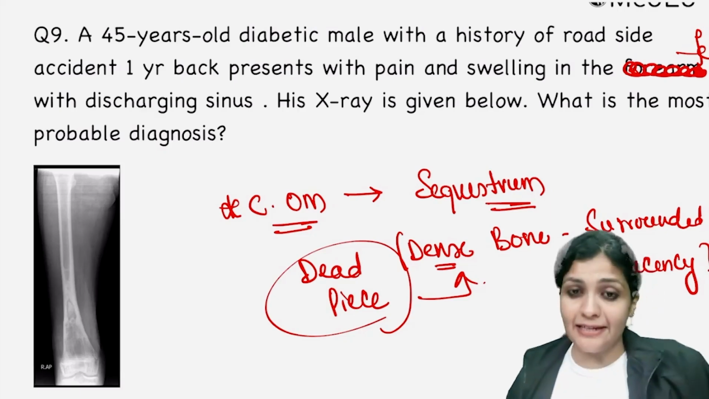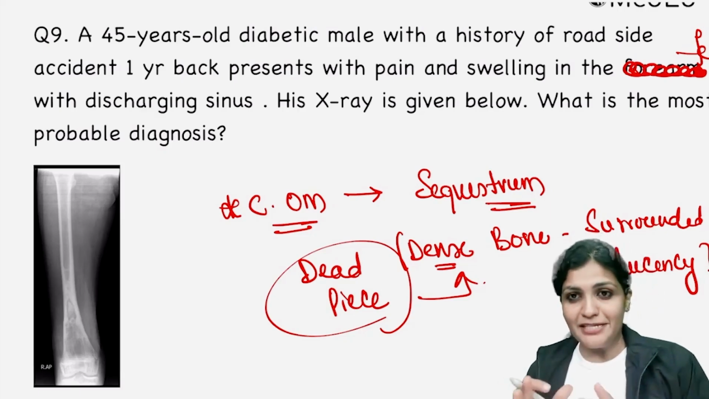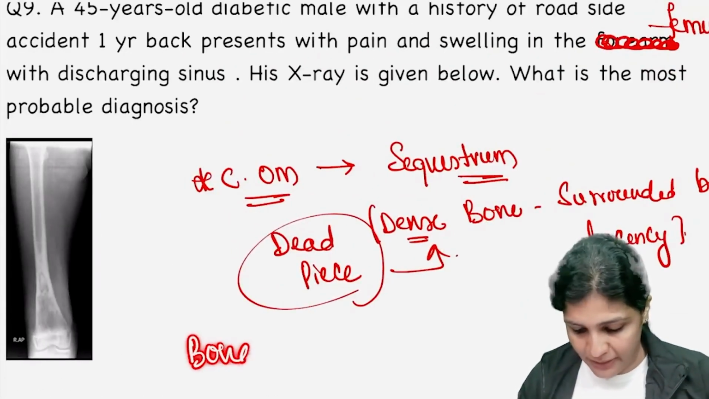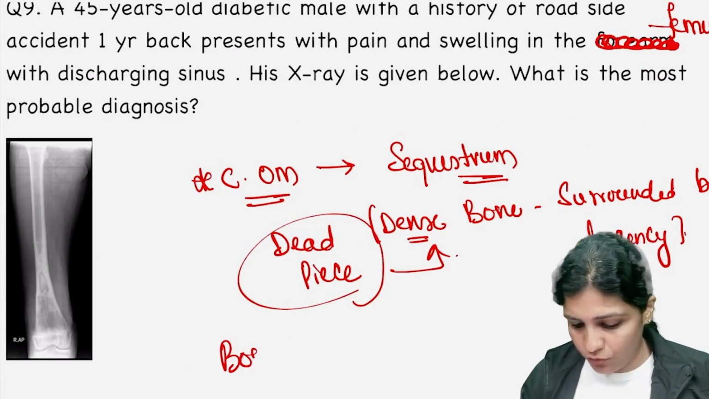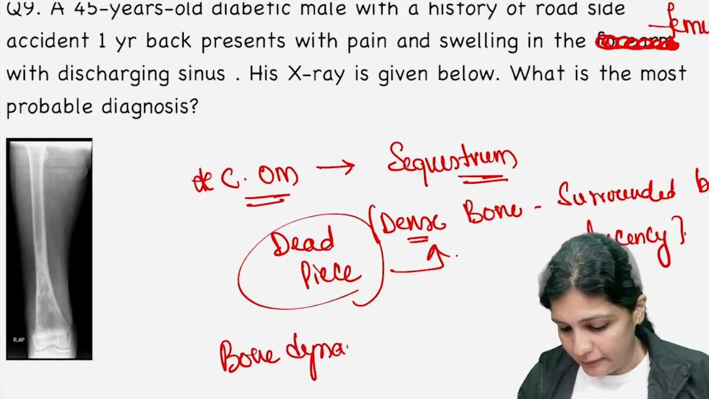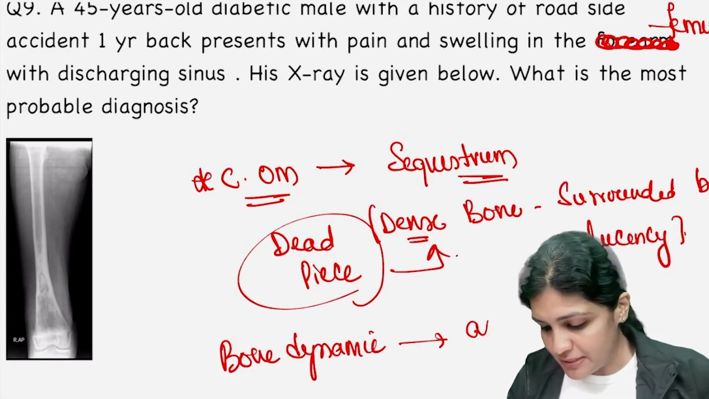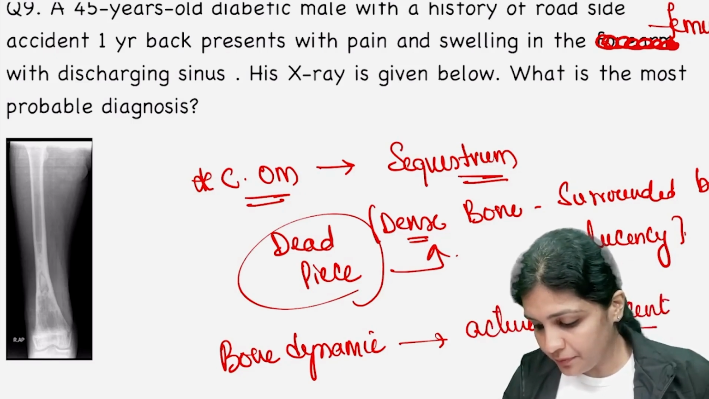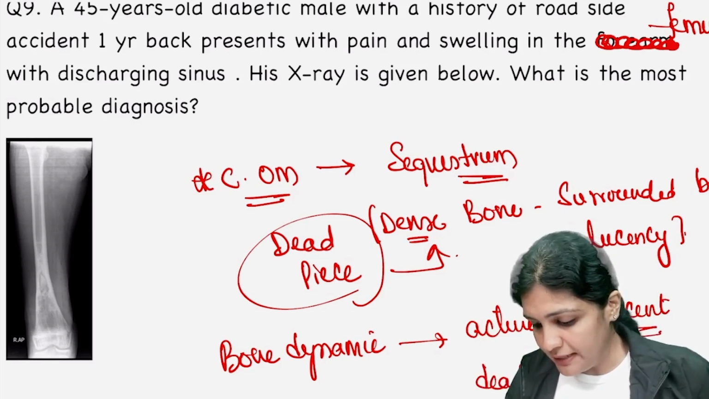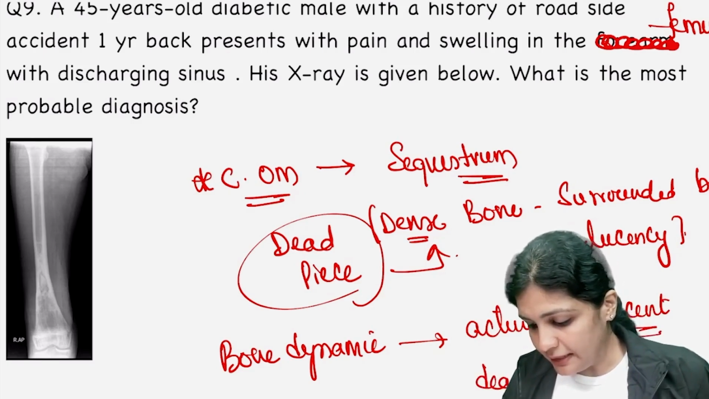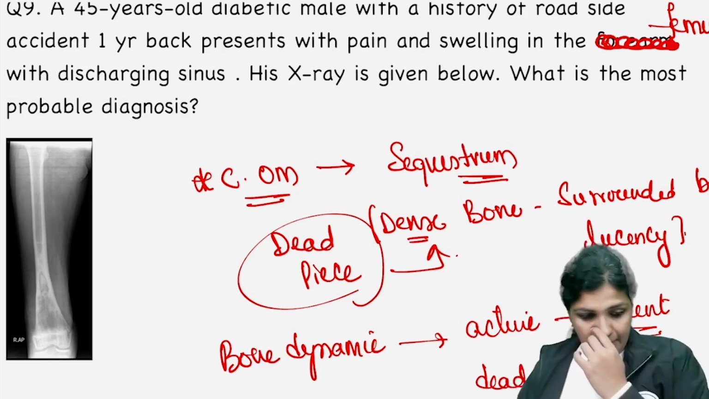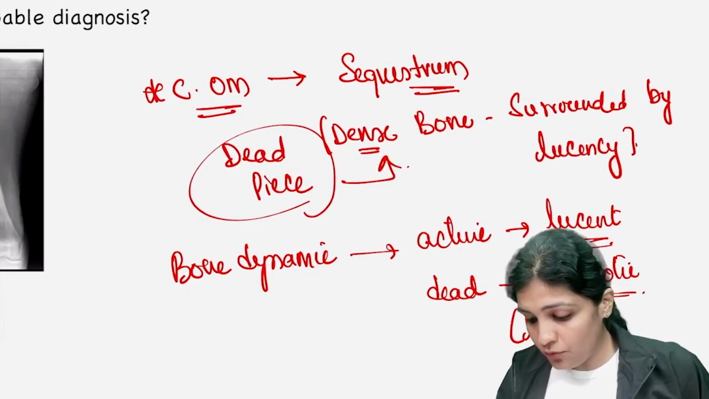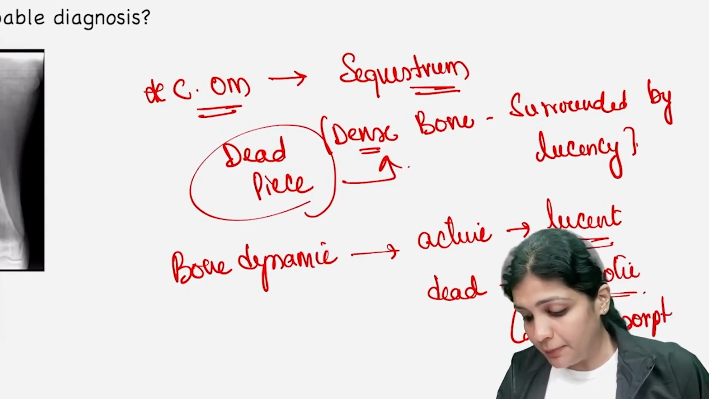And yes, the answer is yes. Anything which doesn't have blood supply will appear dense because of the phenomenon of bone dynamics. The phenomenon of bone dynamics is that anything which is active is lucent. Anything which is dead is sclerotic, right? Sclerotic means there is loss of resorption in that particular bone.